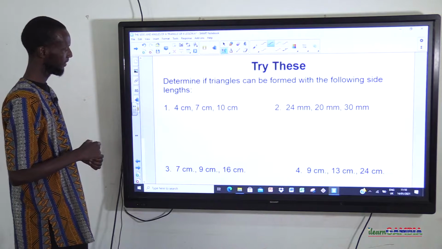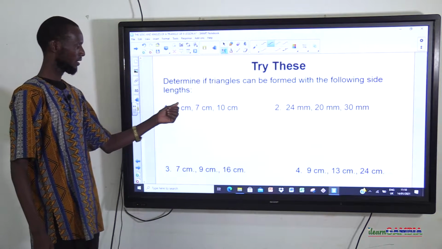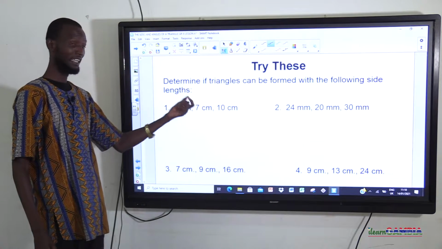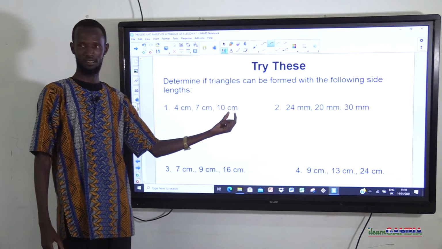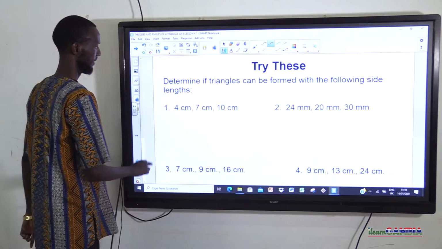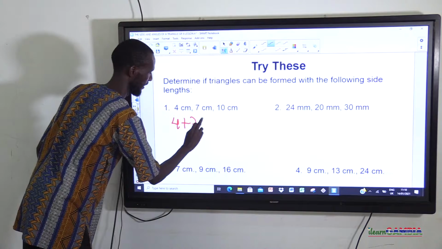Let's take the first 2 sides. That is 4 and 7, and see whether if we add them up, our sum will be greater than the third side, which is 10. Okay? So let's see. 4 plus 7, will that be greater than 10?